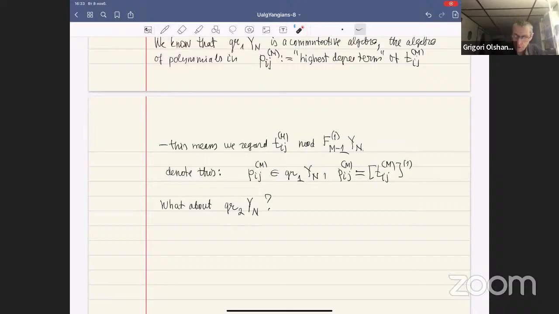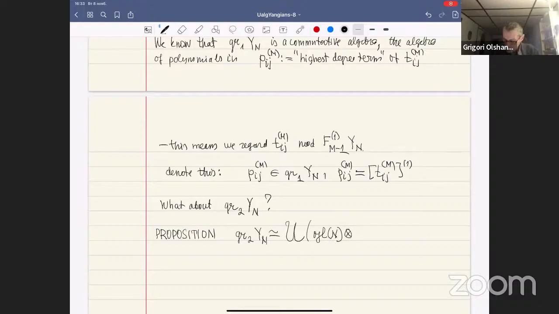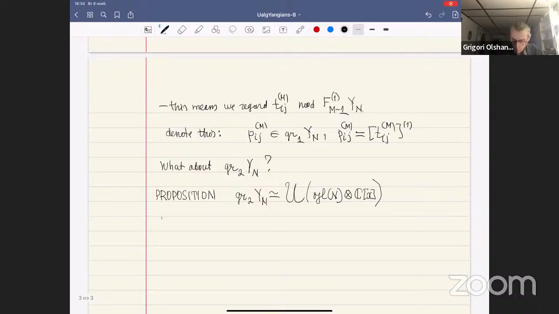And we have the following proposition. The second version of the associated graded algebra is isomorphic in a very natural way with the universal enveloping algebra of GL_N tensored with the algebra of polynomials. So this is the claim. Let me explain a little bit what this means. More generally, some comment.